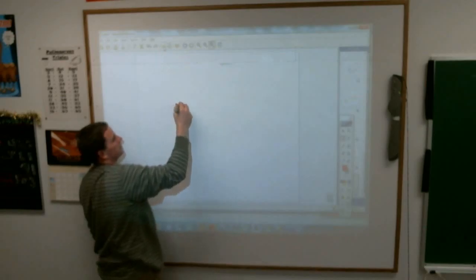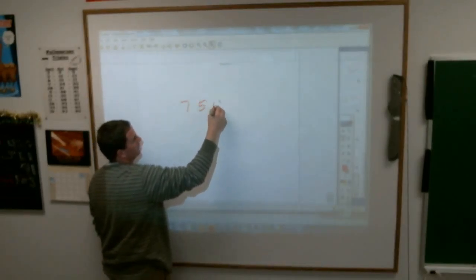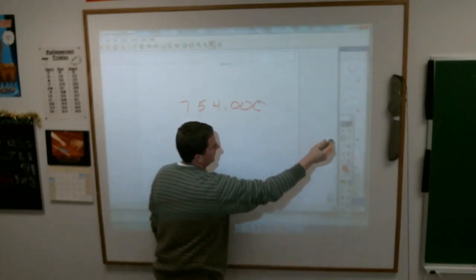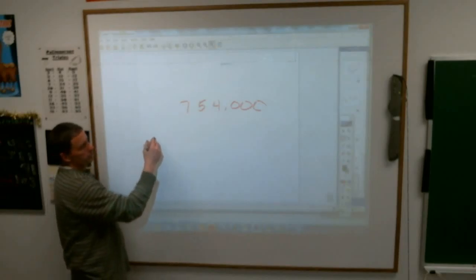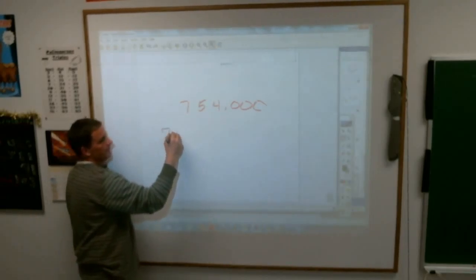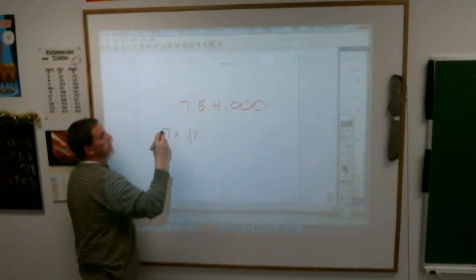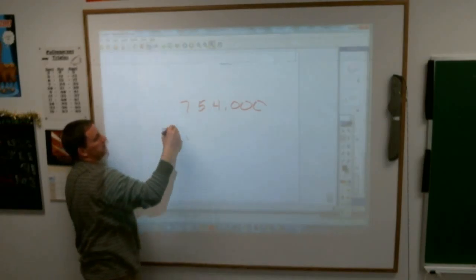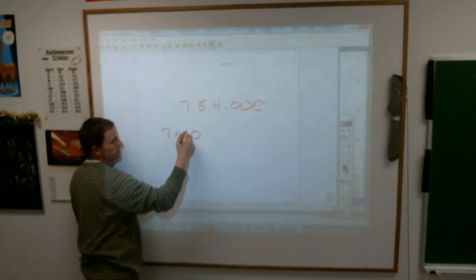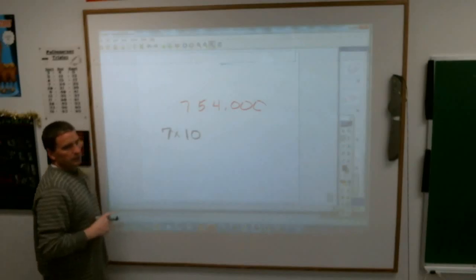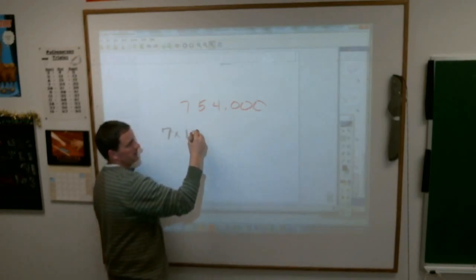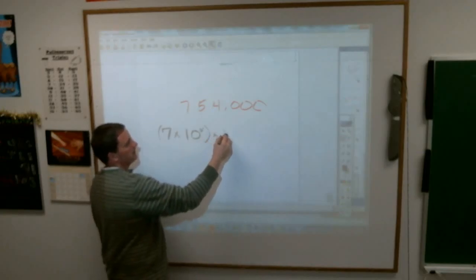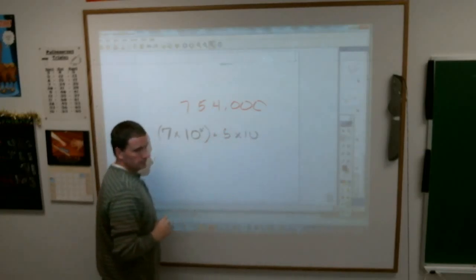So if you had something like 754 million, and I asked you to write that in expanded form using exponents, here's the easy way to do it. It's 7 times, everything's going to be times 10. So this would be 7 times 10 to what power? Maggie? Right, you just count how many digits are after this, and that's going to be the exponent. Plus 5 times 10 to the what power?